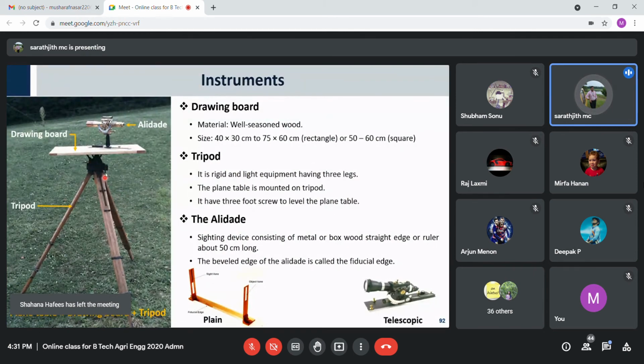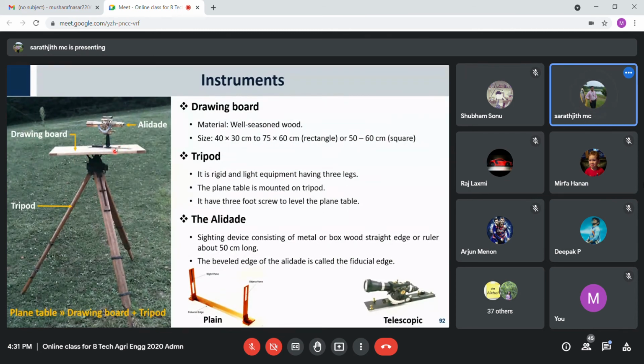Okay, and there are also some arrangements at the head of the tripod. You may have foot screws so that you can make some final adjustments to level the drawing board.